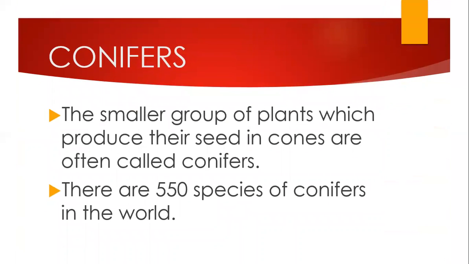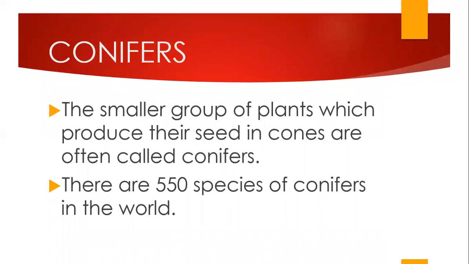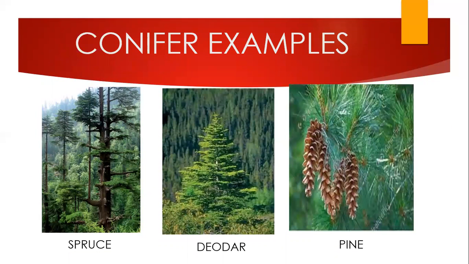Now there is another smaller group of plants which produces their seeds in cones, and this group is known as conifers. And there are about 550 species of conifers in the world we know. So conifers are the plants which produce their seeds in the form of cones. That's why their name is conifers. These are some of the examples: spruce, deodar, and pine. These are all examples of conifer plants.